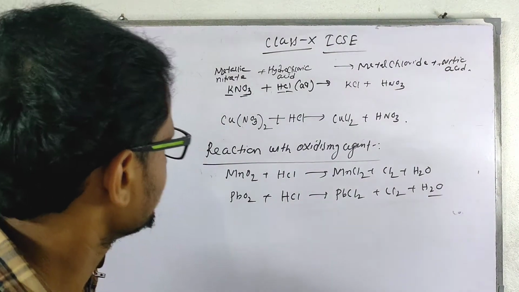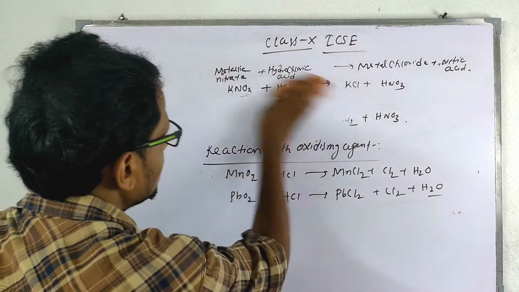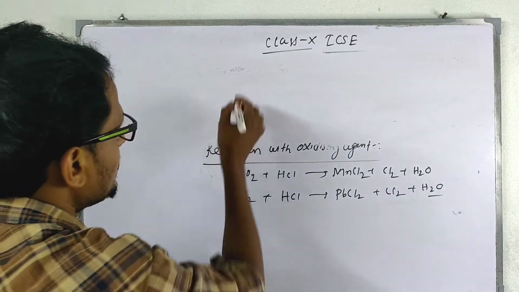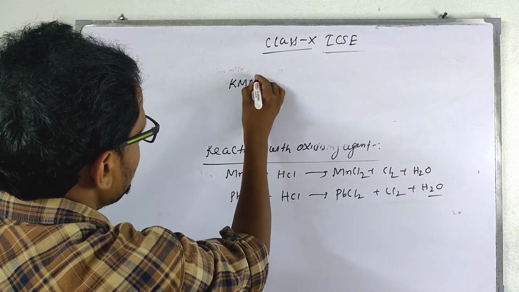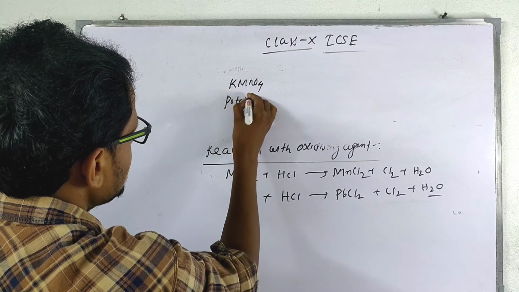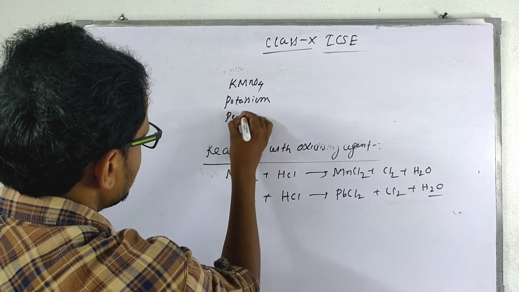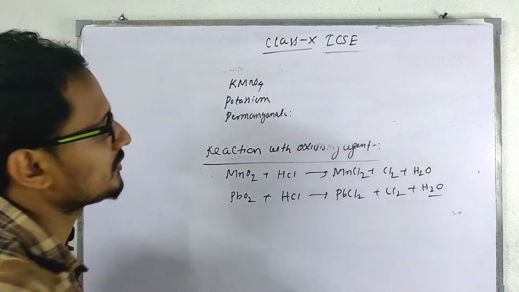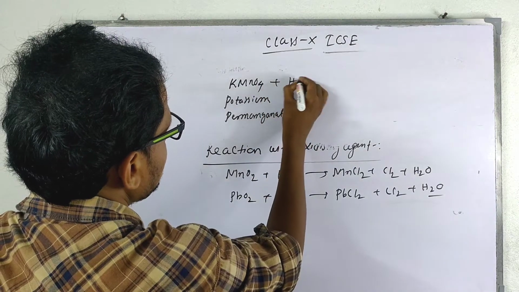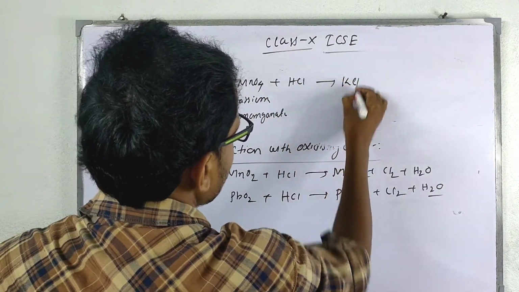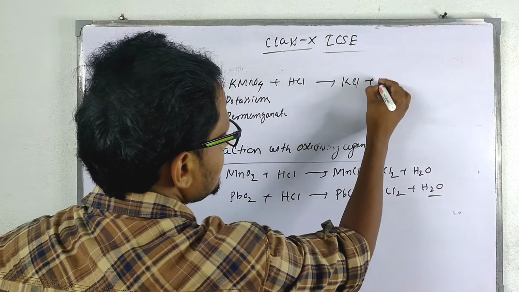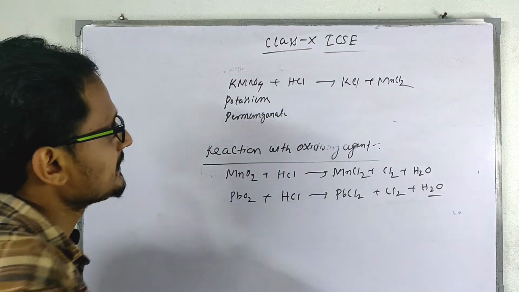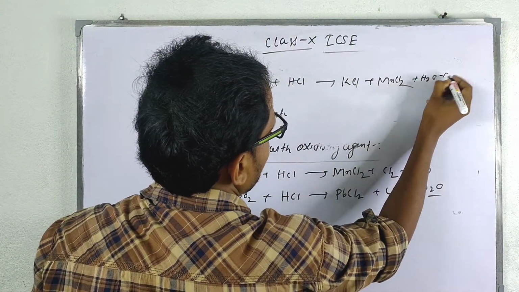Okay, so copy it. So I'm using this one. Next is that reaction with KMnO4, potassium permanganate. We know this potassium permanganate is a very good oxidizing agent. When it reacts with HCl, it forms KCl, potassium chloride, with that MnCl2 will be there. Because this is bimetal, potassium is also metal, so metal chloride will be there with that water, with that chlorine.